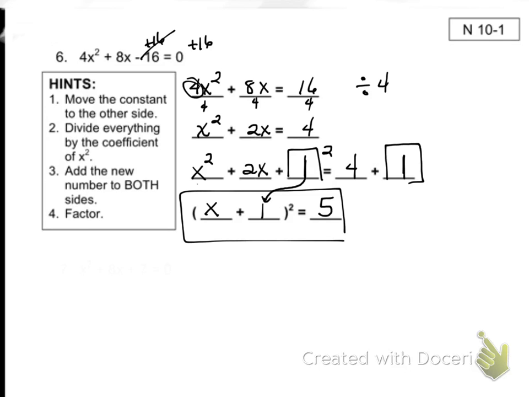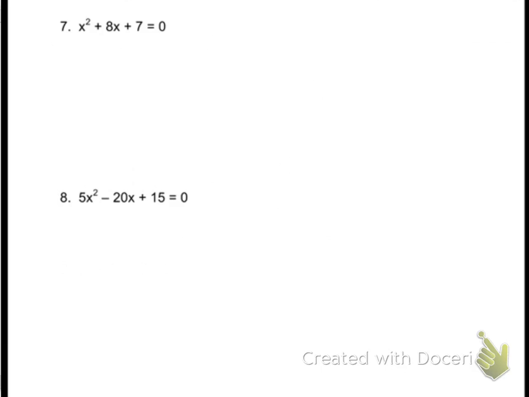Okay, let's look at the last 2 examples, 7 and 8. Okay, we're going to move the 7 over. So we have here x squared plus 8x equals negative 7. Now we're going to rewrite that with a blank that we're going to fill in. And whatever we put in the blank on the left, we have to put in the blank on the right of the equal sign, because whatever we do to one side, we have to do to the other.